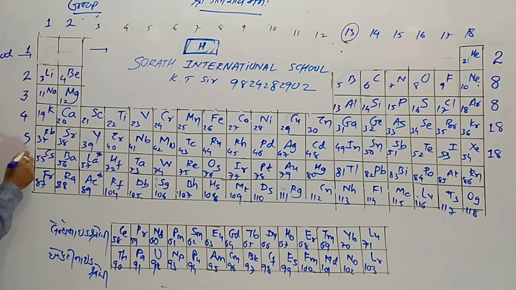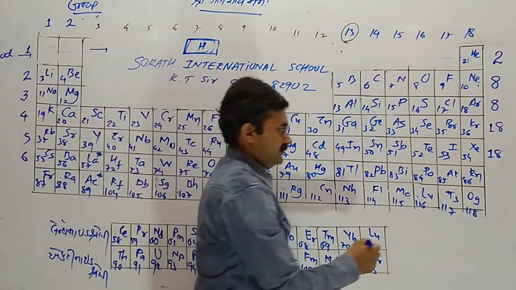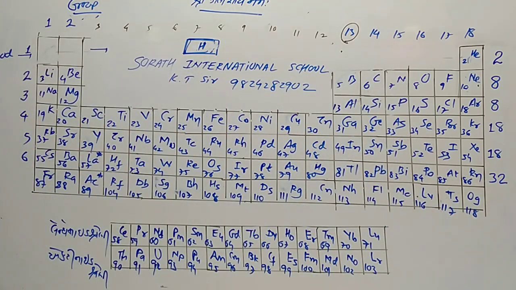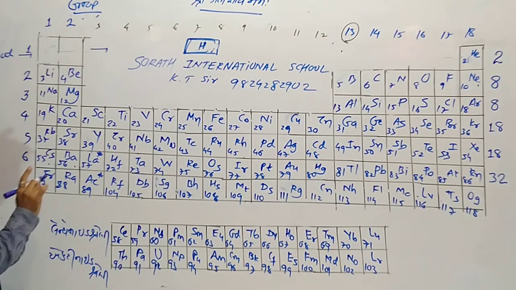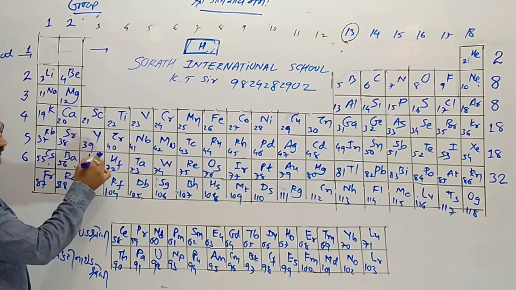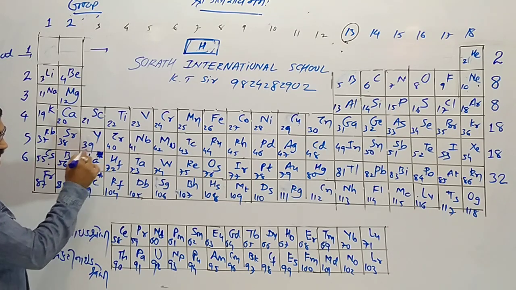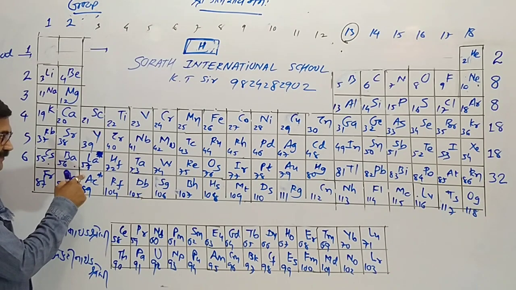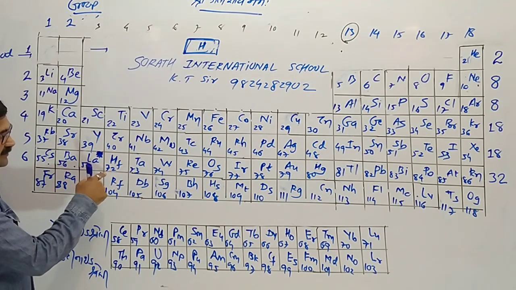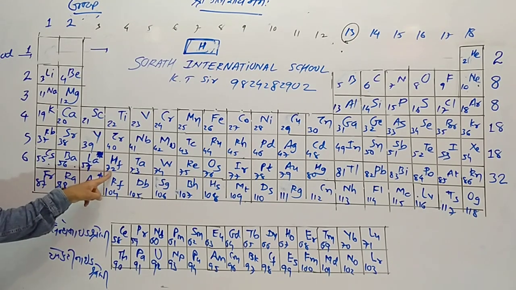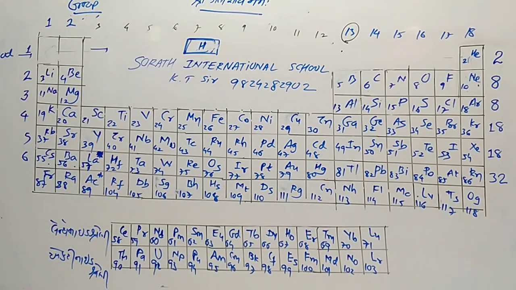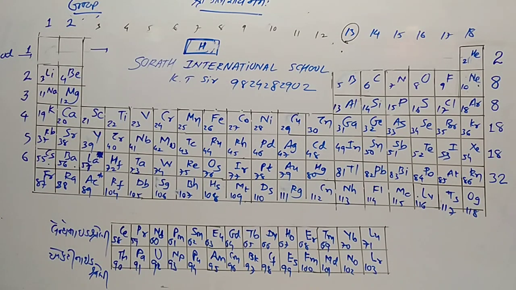In period number 6, there are 32 elements. How? Cesium, barium, and after that, star, you can see lanthanum. Its atomic number is 57. After lanthanum, it starts directly with atomic number 72.